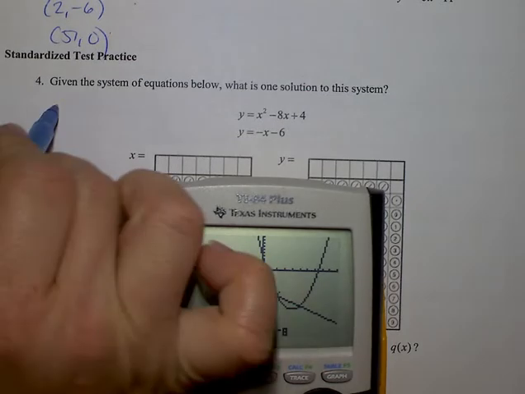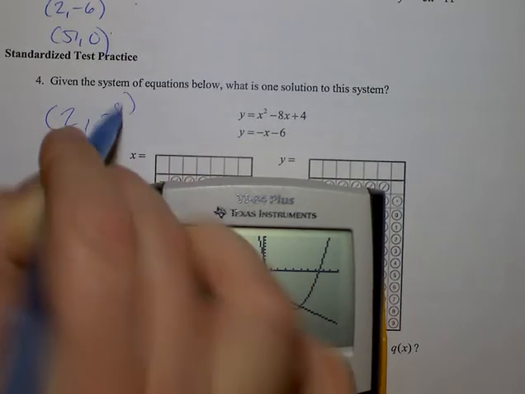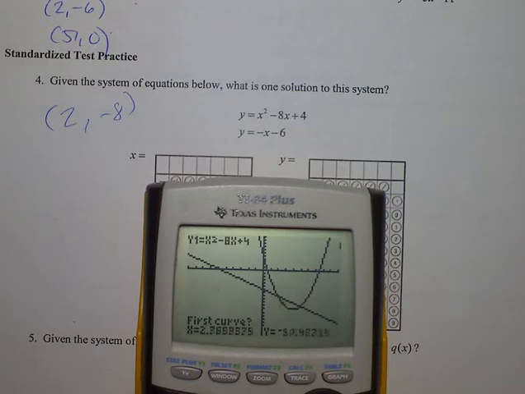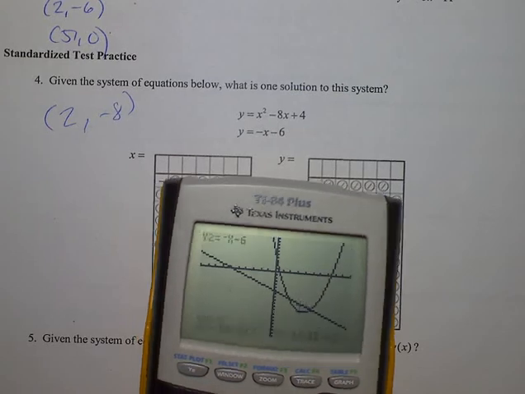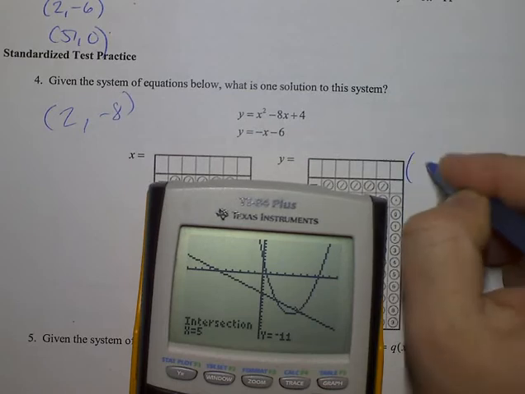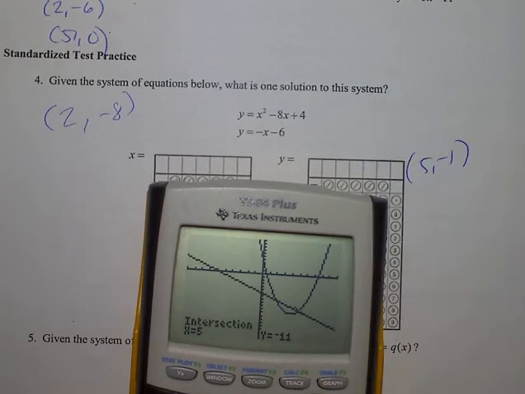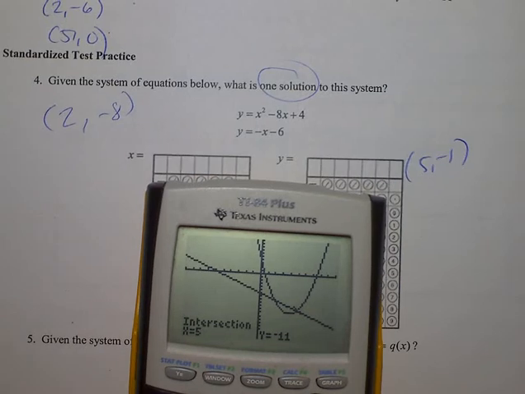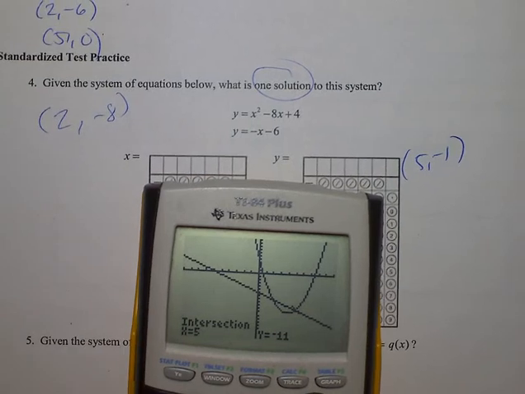Now, it's very possible that you put in 2, -8, and they would consider it correct. And it's possible that right now your elbow partner would put in instead an answer of 5, -11, and you both would be correct because it says to state only one solution. Thumbs up or thumbs down if you're understanding the concept. Okay, we're going to move on to the next one.